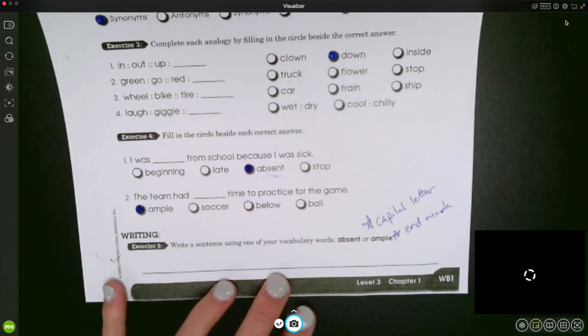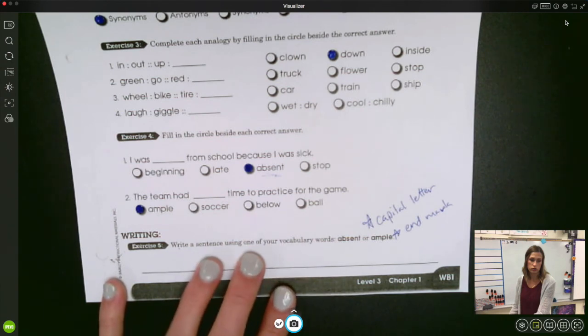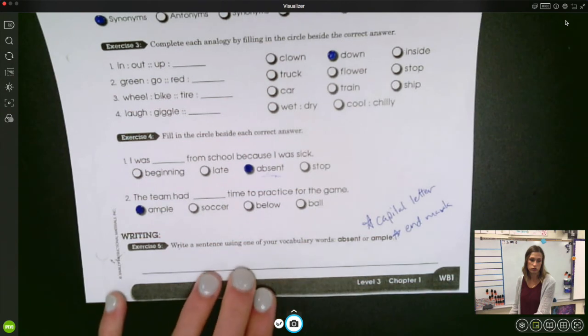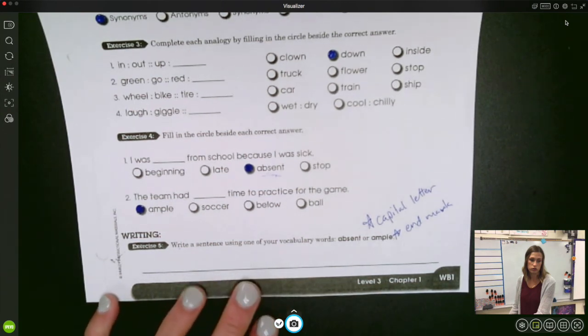All right? When you're done with this, make sure that you put this back in your Monday folder. Then you'll be ready to go for grammar on Tuesday. Good luck with the rest of your work. Make sure that you check it off of your weekly checklist.